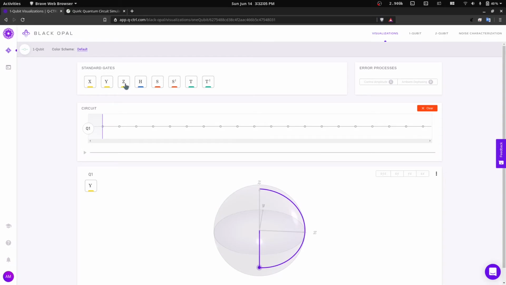Now let us apply another pop quiz. I'll use the z gate when my initial state was along the z-axis, and you'll notice that it does not affect the qubit at all. Can you guess why that happened? Well, it's quite simple, and I think you all guessed it. If the qubit is already along the z-axis, then any rotation along the z-axis will not affect the state of the given qubit.